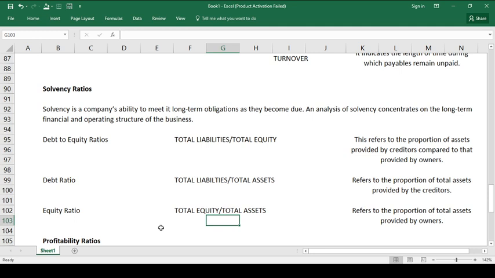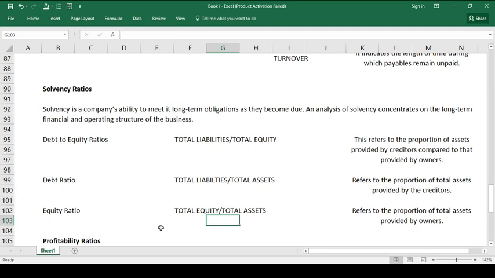The debt ratio naman refers to the proportion of total assets provided by the creditors. Ibig sabihin, using the debt ratio, we can easily identify, from the total assets that the company has, ilan dyan ang inutang. So for example, if the total liabilities is 300,000, then the total asset is 1 million. So 300,000 divided by 1 million, we can say that 30% of the total assets galing sa utang, from liabilities.